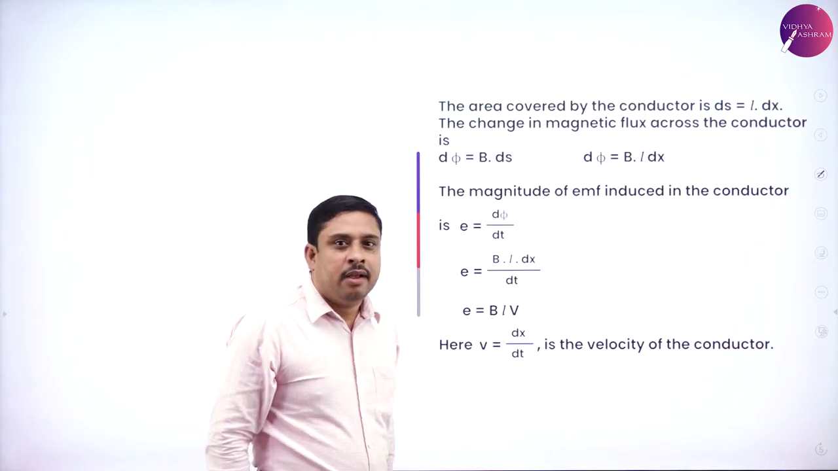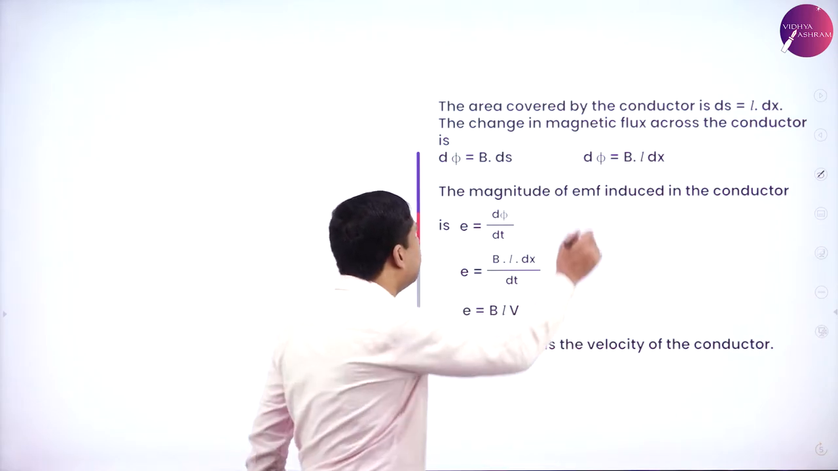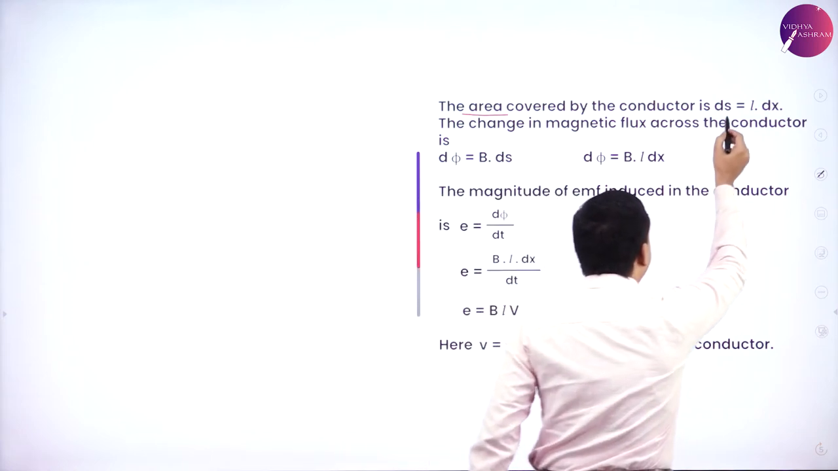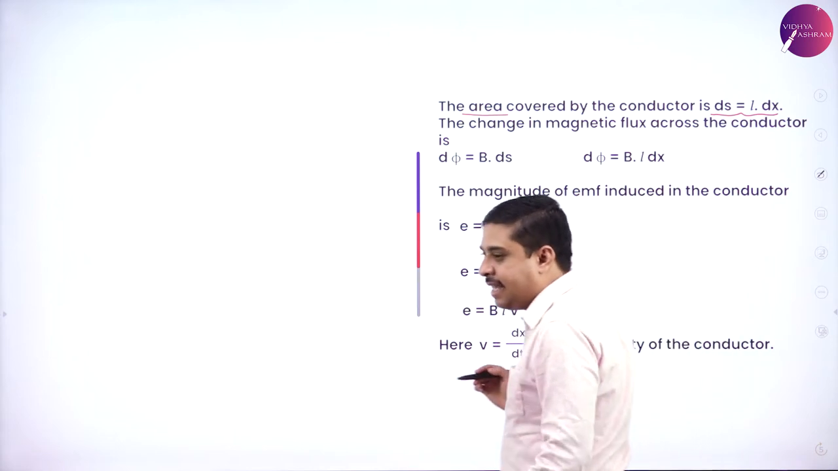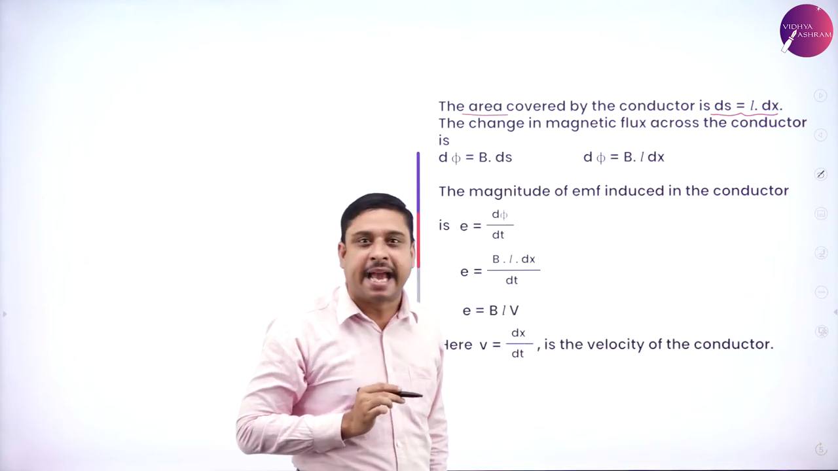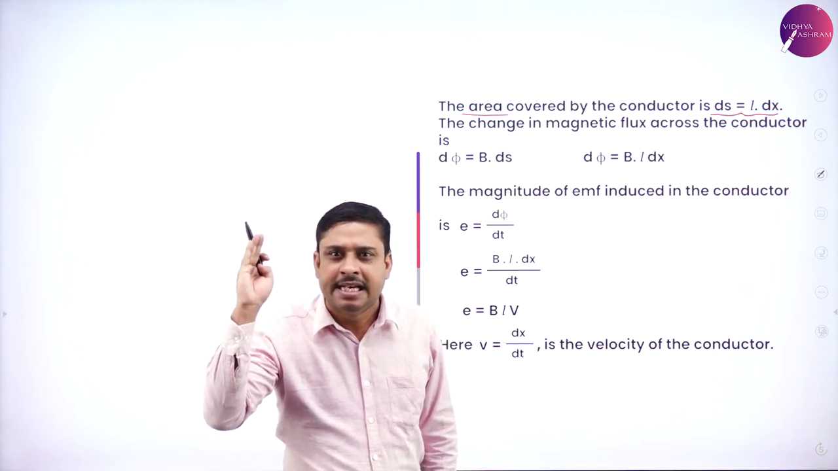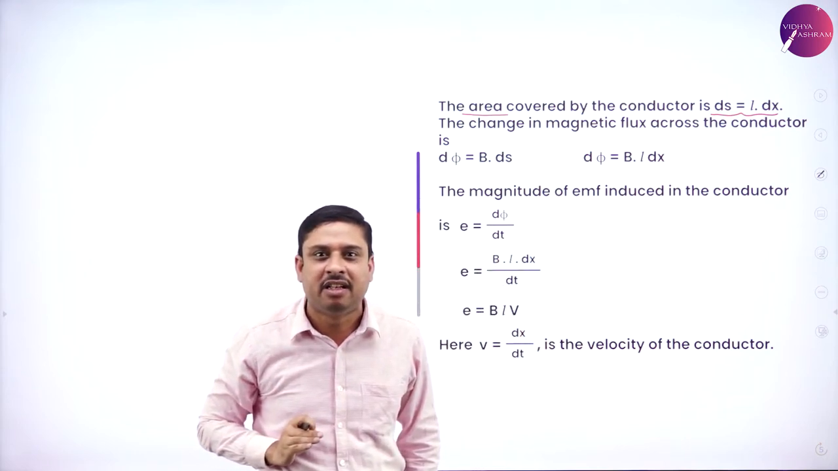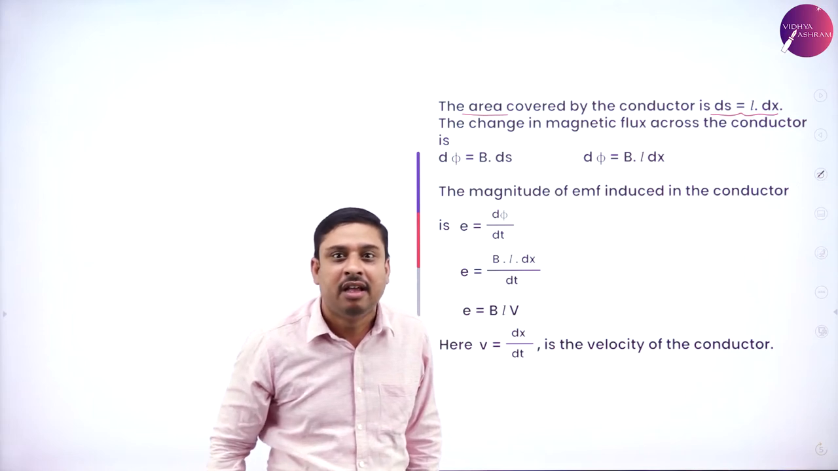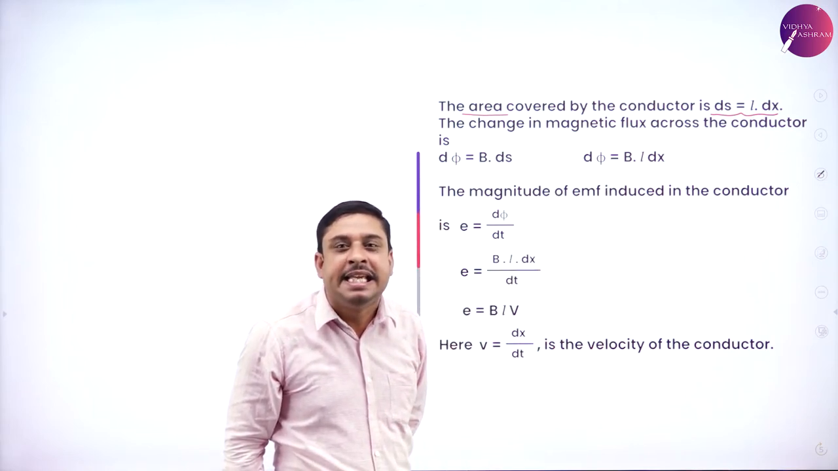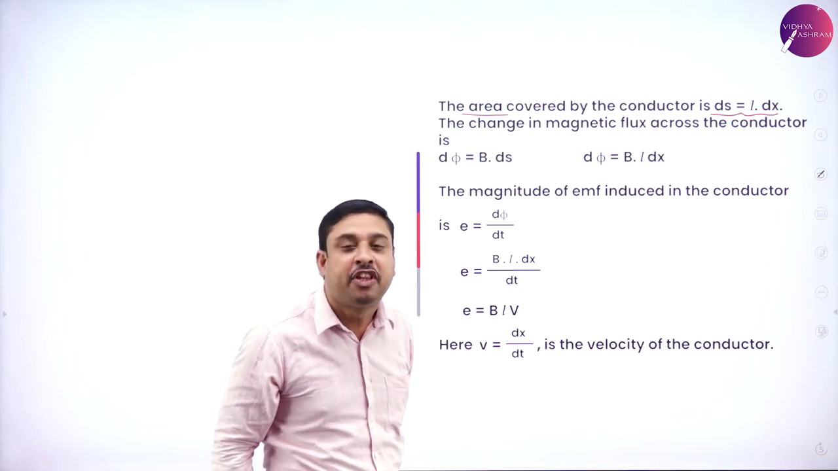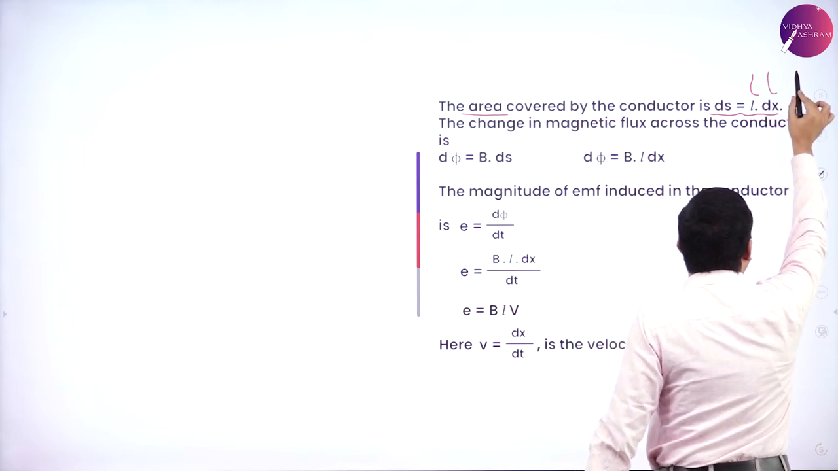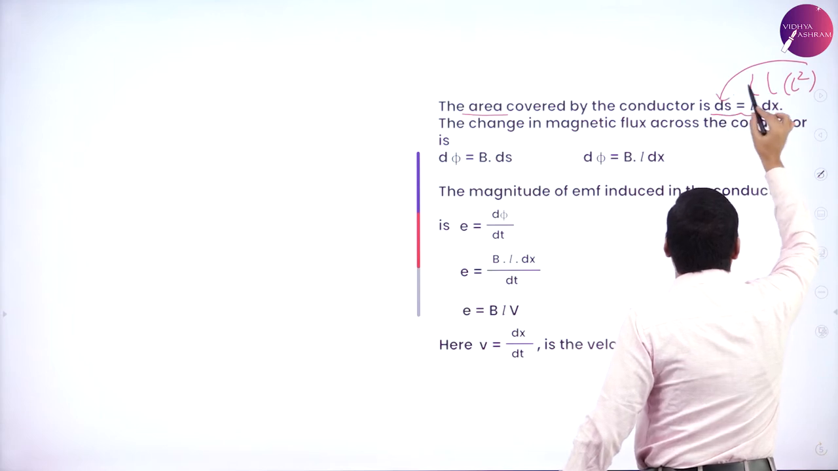Now, by moving the rod, the area covered by it is dA equals L into dx. See, certainly the rod is moved inside the magnetic field. It has covered some area, and that area I have written as L into dx. L is the length of the rod. What are the dimensions of length? This is L. dx is the displacement. Dimensions is L. You get L squared, which is the dimensions of area.